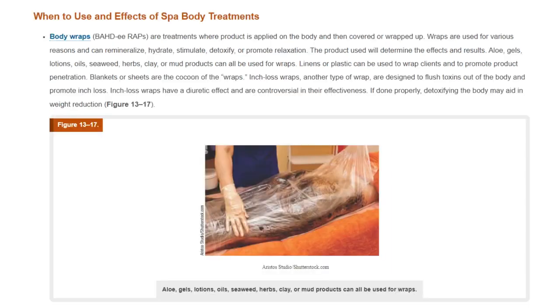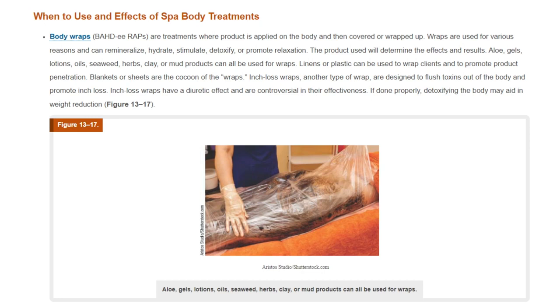When to use and effects of spa body treatments. Body wraps are treatments where product is applied on the body and then covered or wrapped up. Wraps are used for various reasons and can remineralize, hydrate, stimulate, detoxify, or promote relaxation. The product used will determine the effects and results. Aloe, gels, lotions, oils, seaweed, herbs, clay, or mud products can all be used for wraps. Linens or plastic can be used to wrap clients and to promote product penetration. Blankets or sheets are the cocoon of the wraps.